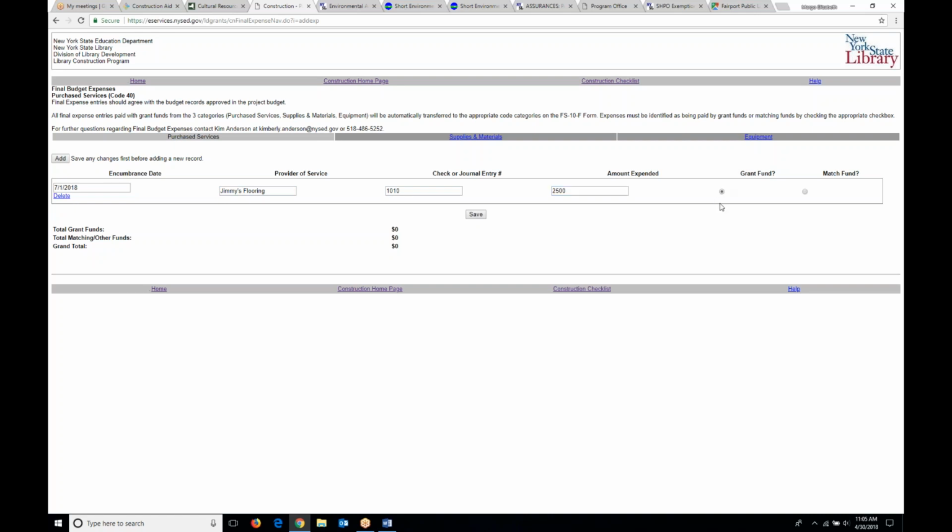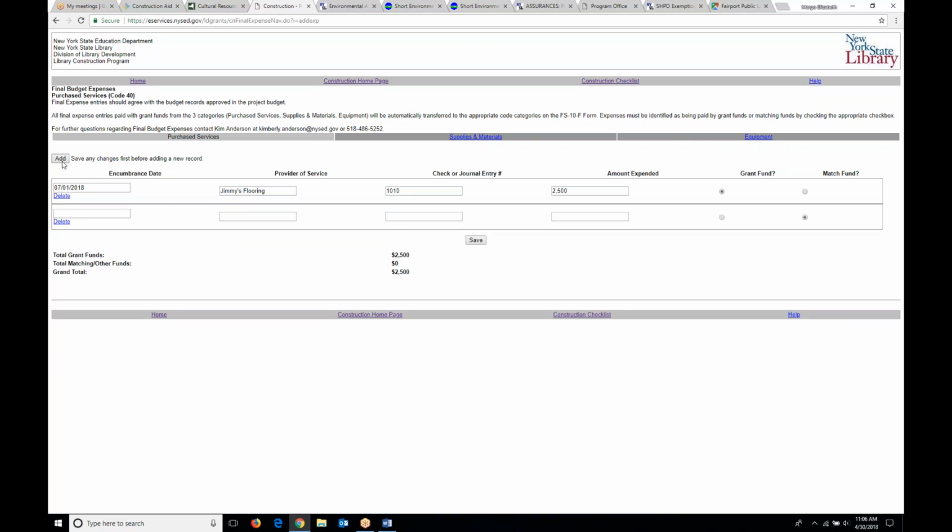We paid him $5,000, but the only way the system will take it is split up, so I've got one line that says grant fund, one line that says match fund. It equals my $5,000 project to the dollar. This does have to exactly equal your project narratives.